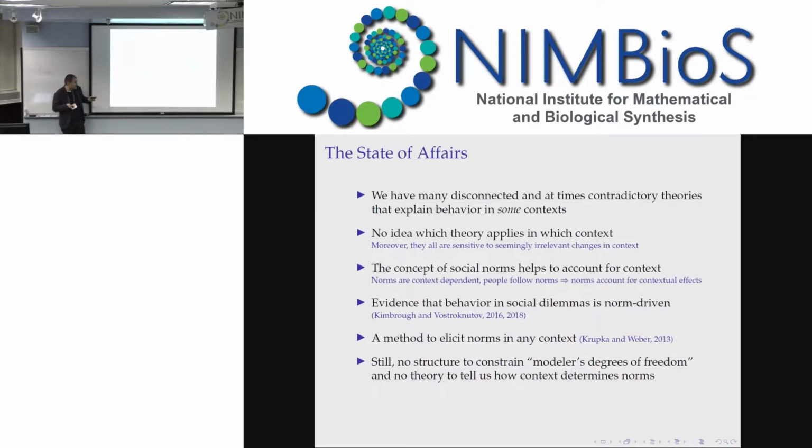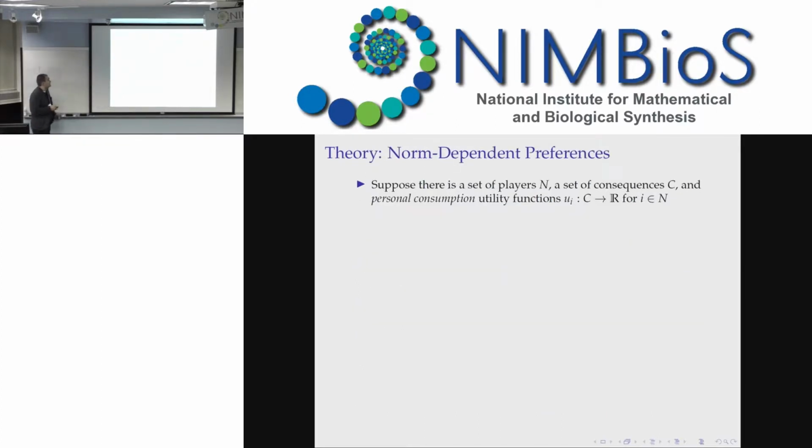However, this doesn't constrain us in any way. We don't know why in one context norms are like this and in another context they're like that, because we elicit them in each game, but we don't have a theory for why. And this is exactly what we try to do in this paper. We propose a theory which would explain, given any context, what norm should emerge in it. This should constrain our degrees of freedom, so we can create more falsifiable theories about normative behavior in economic games. Now I will tell you what the theory is.